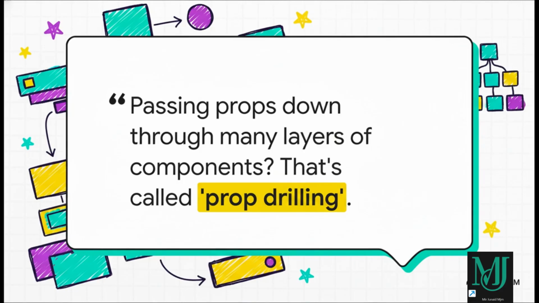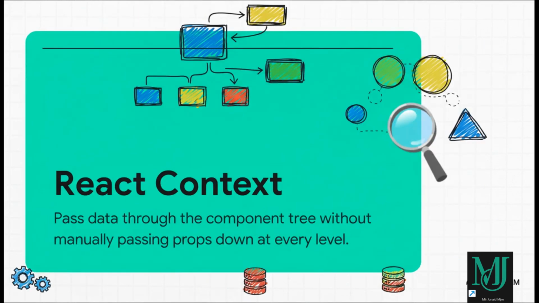To fix this, React gives us context. Think of it like a public announcement system. A parent component provides data using a provider. Any deeply nested child can directly access it. No need to pass props through every level. Context makes managing global data like user info or themes super easy.